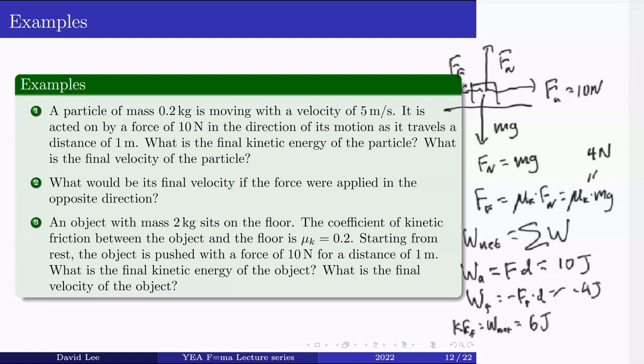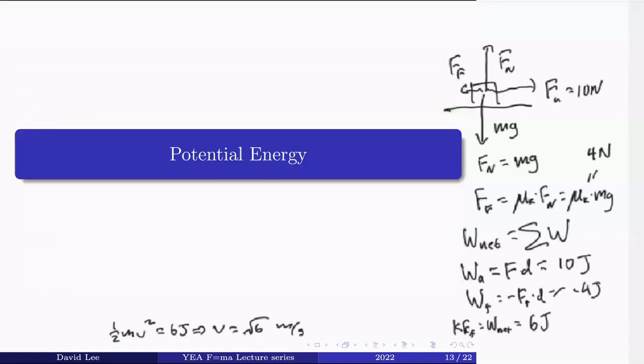And what's the final velocity? Well, all we have to do is use our equation. 1/2 mv squared equals 6 joules. To get that v is √6 meters per second. All right, cool. So that's that. And we can move on to potential energy.